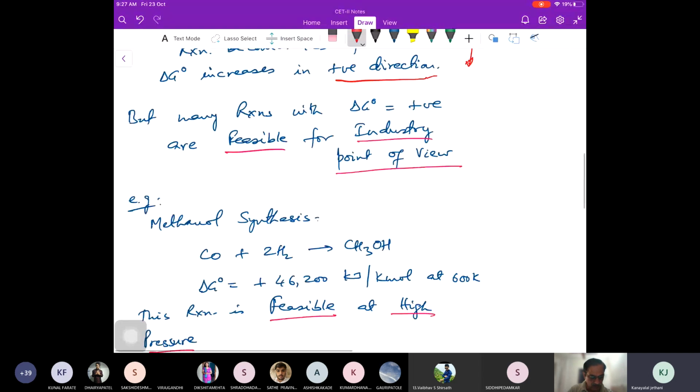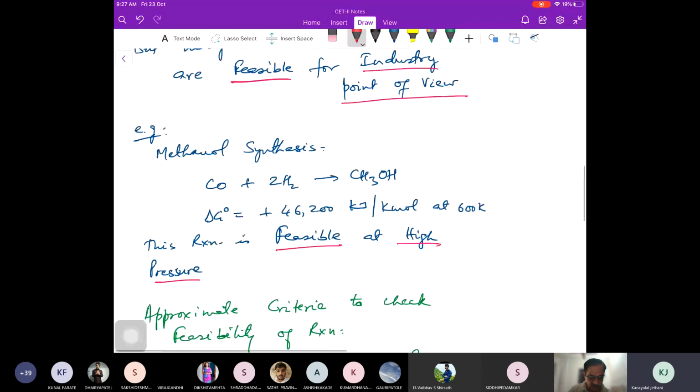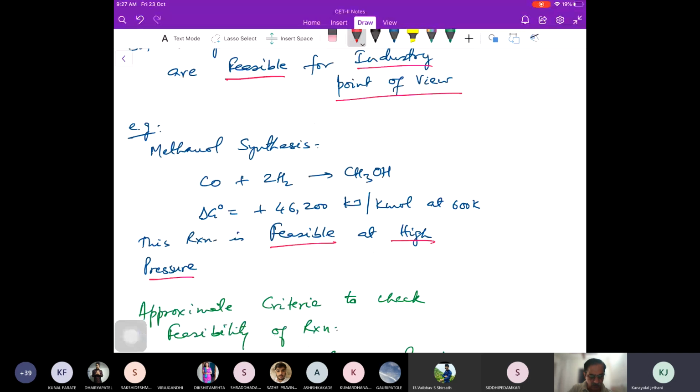Okay. So let's take an example: methanol synthesis. CO, carbon monoxide, plus hydrogen gives CH3OH, and delta G0 is plus 46,000 at 600 Kelvin.